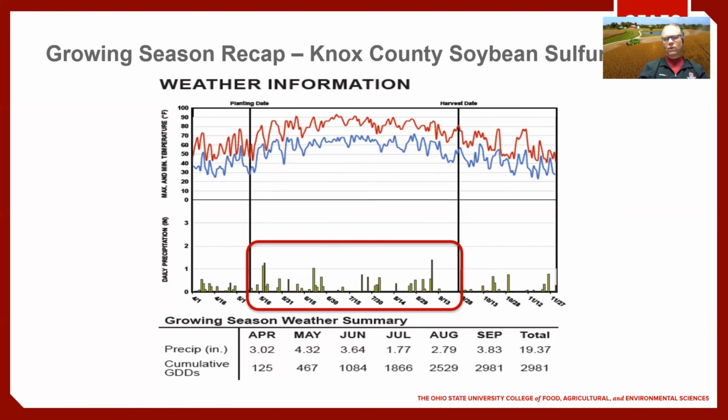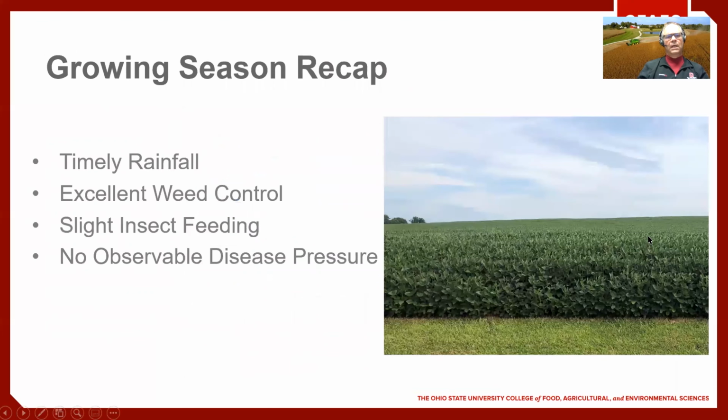And you can see the rainfall totals here at the bottom of that slide. Just overall, not too bad of a growing season for us in Knox County. The rainfall was pretty timely. We had excellent weed control. We had some slight insect feeding and really no observable disease pressure around these plots at all. We did have a portion of the county that was pretty dry up in the northeast corner, but down in the southern part of the county where these plots were, we just had a pretty good growing season.